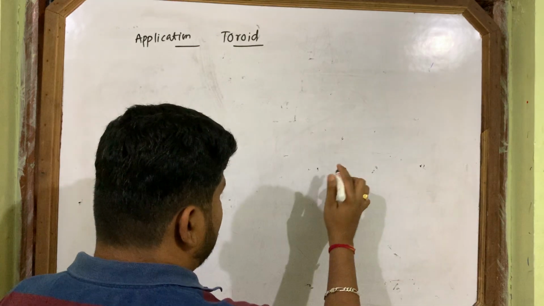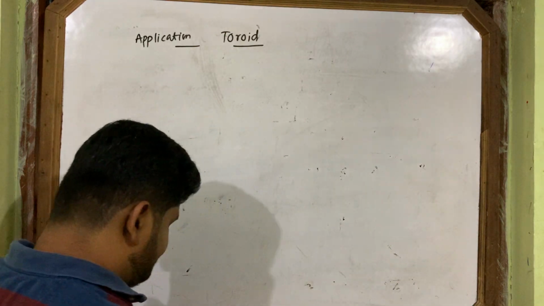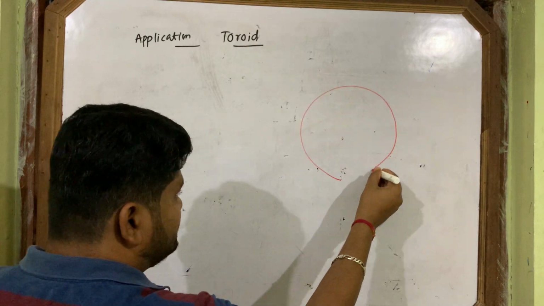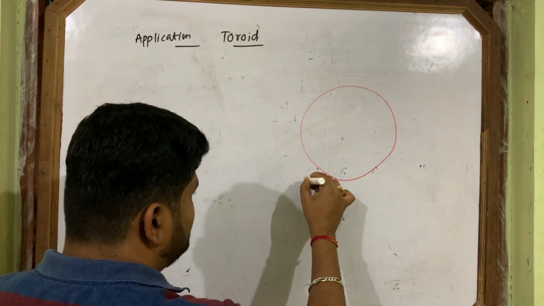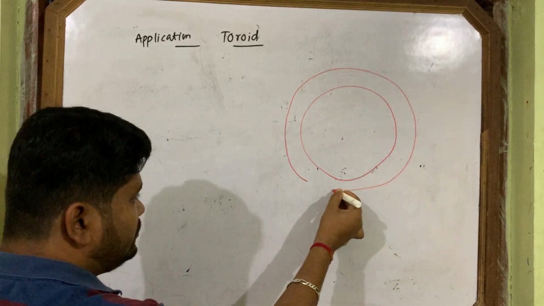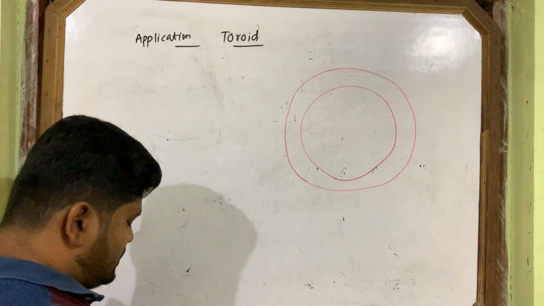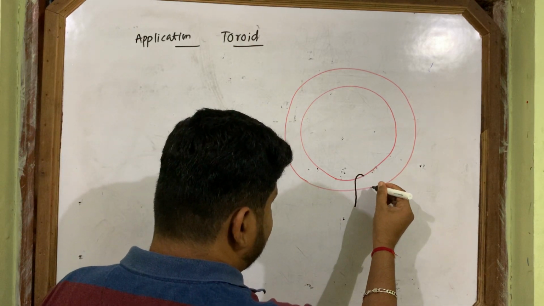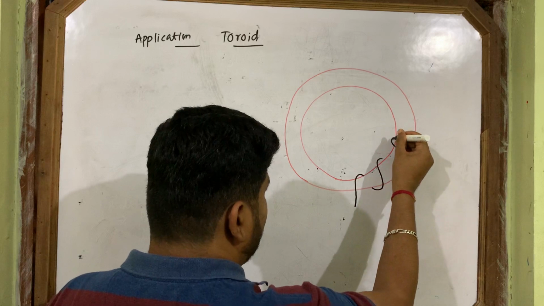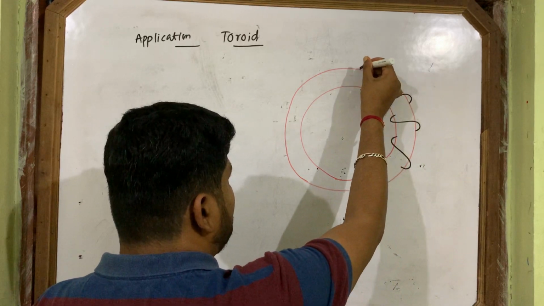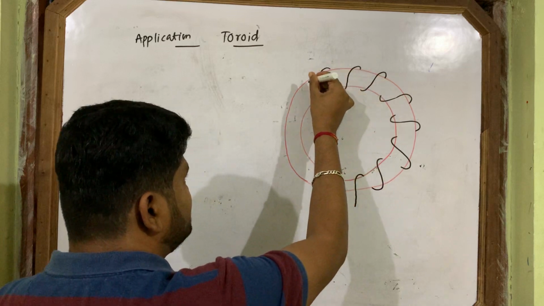So see, I am drawing now the figure of the toroid. So this is, suppose, the core of the toroid. This is the core on which the toroid wire is wound. Now I'll insert the toroid wire like this. See, this is the toroid wire. I'll turn it like this. Okay. See the toroid.